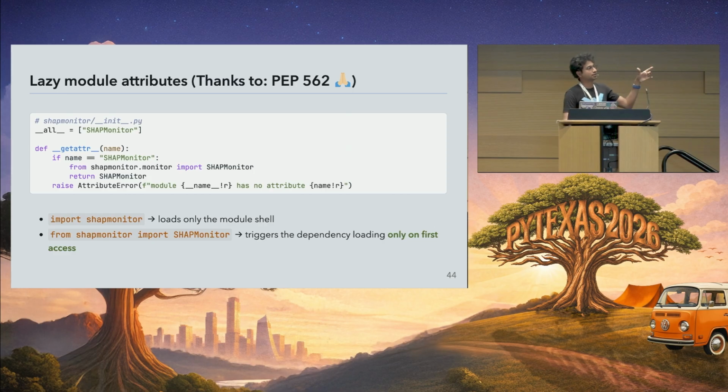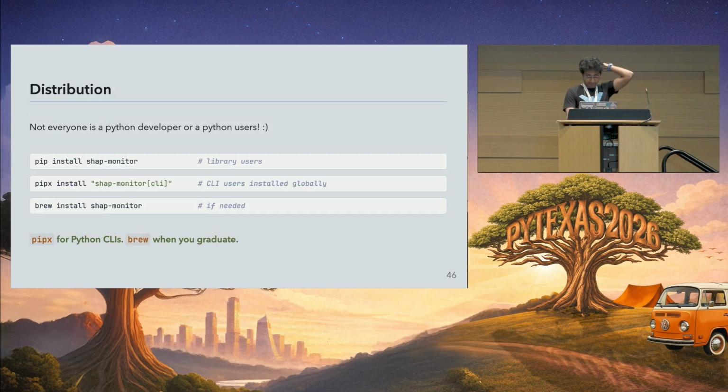So instead of that init method, what you do is you make sure that you import during the actual call of the SHAP monitor. So when you do import SHAP monitor, it only loads the module shell, right? But when you load something like from SHAP monitor, import that class, then it triggers what actually needs to be loaded. So you want to make sure that you do something at least like this to make sure that your help functions and your other CLI commands are quick, right?